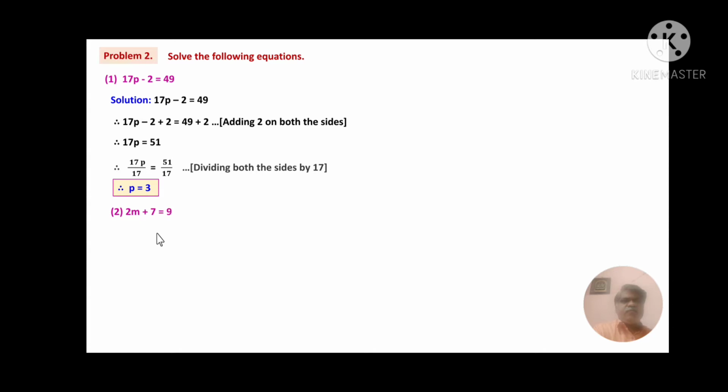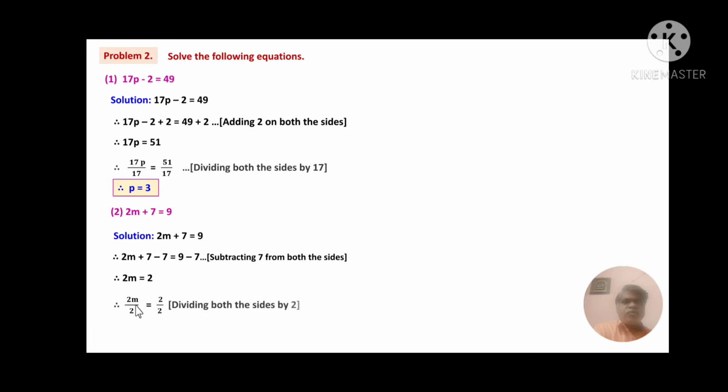Second, 2m plus 7 is equal to 9. Here we have the equation 2m plus 7 is equal to 9. Therefore, 2m plus 7 minus 7 is equal to 9 minus 7. That is subtracting 7 from both sides. Therefore, you will get 2m is equal to 2, since 9 minus 7 is 2. So now divide both sides by 2. So 2m upon 2 is equal to 2 upon 2. So what you are getting is m is equal to 1 is the solution of the given equation.